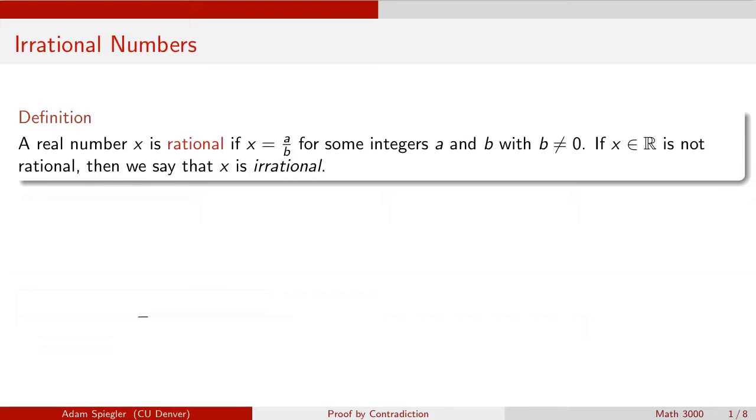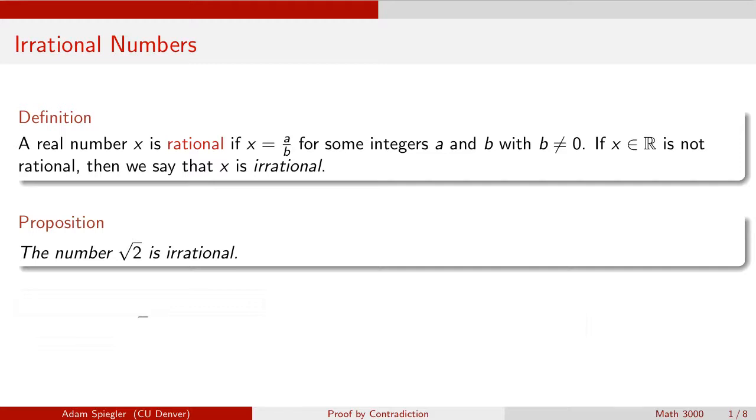Okay, and using this definition, let's consider the following proposition. The number square root of 2 is irrational. This is something that we all probably are aware is true. But how could we prove this? Well, let's consider how we might get something like this going.